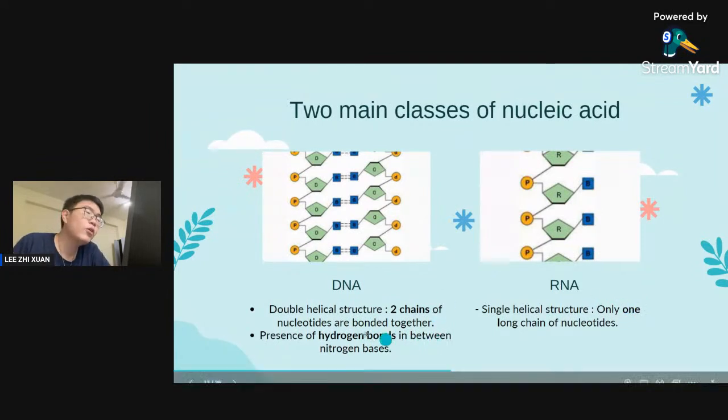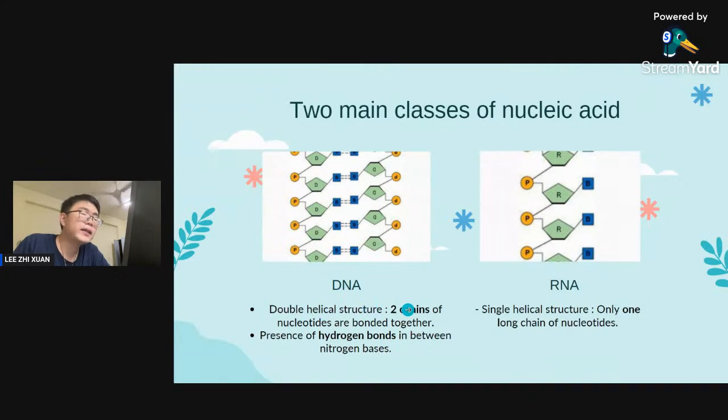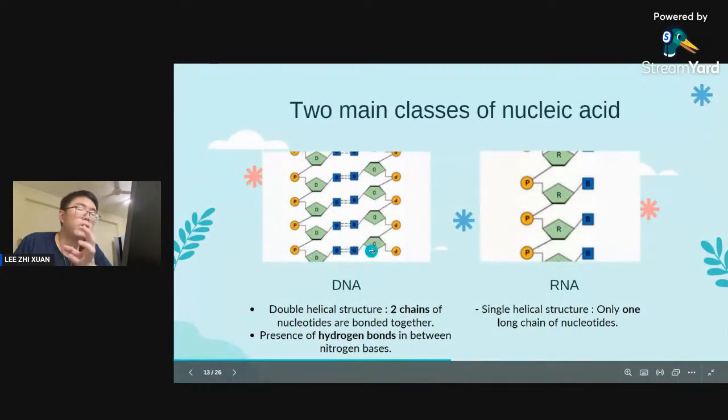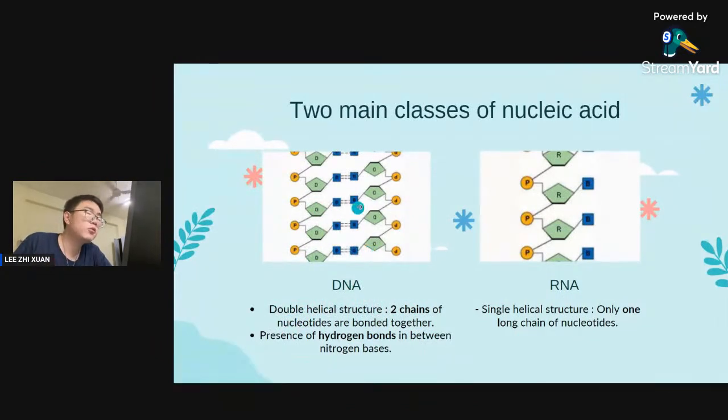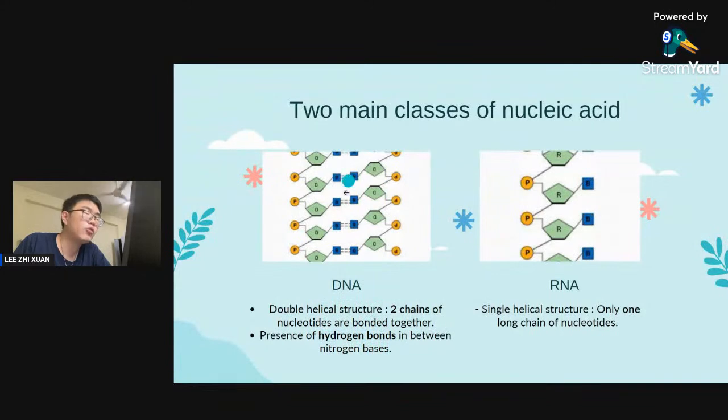Okay, so DNA normally is a double helical structure. It will form a double helical structure. So why do we call it double? Because of 2 polynucleotide chains, they bond together between the nitrogenous bases, and then form the double helical structure. So it contains the presence of hydrogen bonds between the nitrogenous bases.